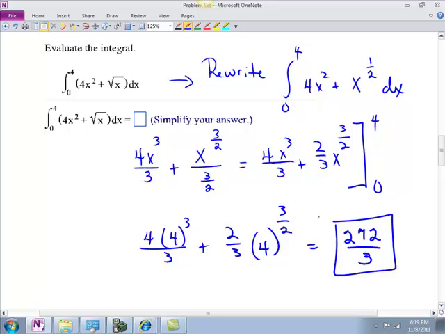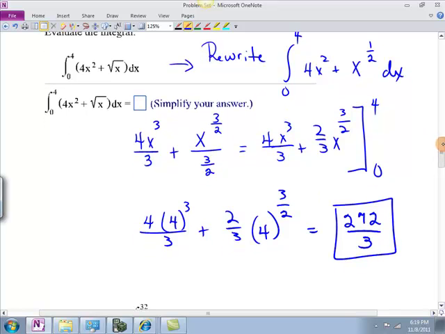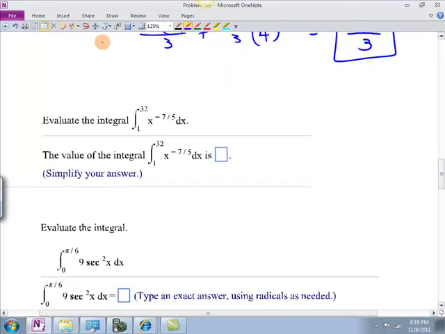So same process over and over. When we hit trig, you're just going to need to know the trig integrals. You'll have to have some algebra going on. This next one, we have some negative exponents that we got to work with, but it's the same process over and over. Okay. All right, let's try this one.